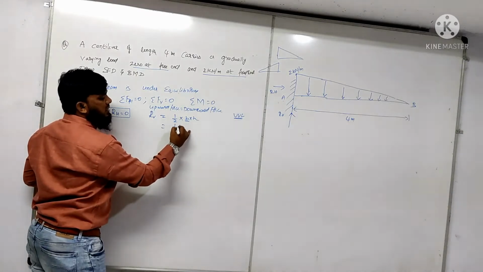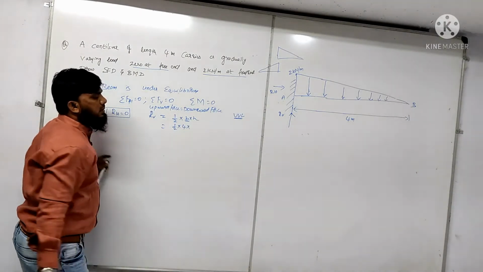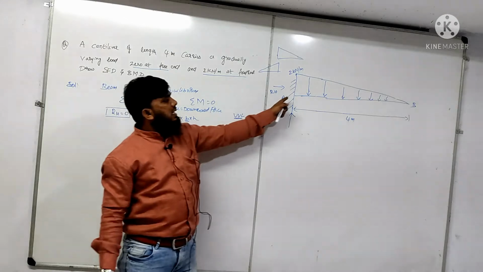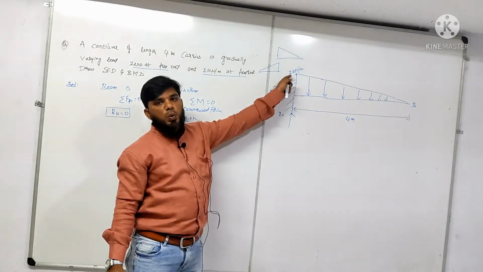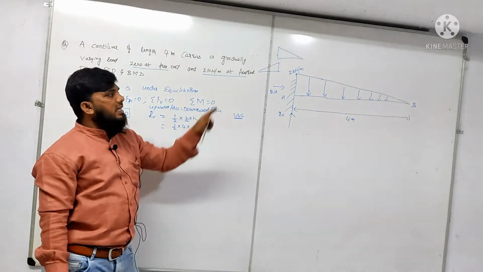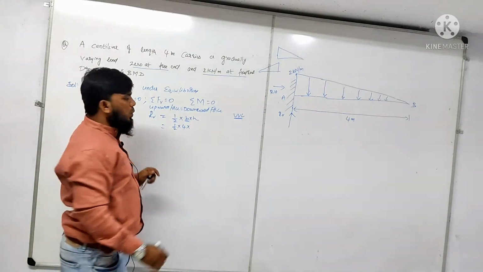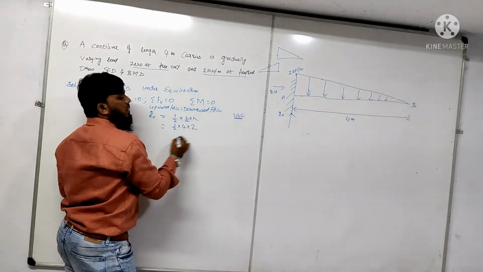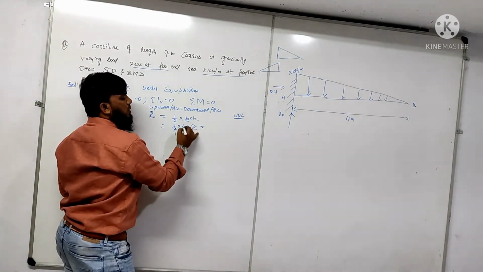So it has been stretched for a length of 4 meters. And what is the height? Height is nothing but the maximum load which the UVL is having. It is having a maximum load of 2 kilonewtons. So 2 kilonewtons we are applying. So 2 ones are 2, 2 2 ones are 2.